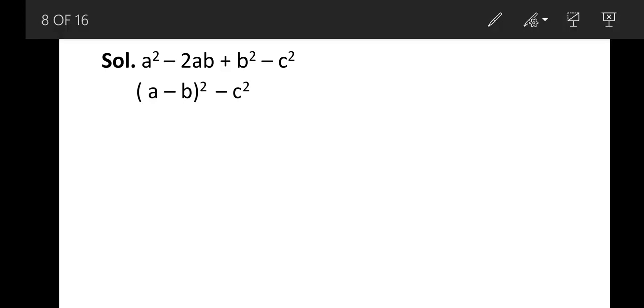This is the question given to us, that is a square minus 2ab plus b square minus c square. Now if you look at this expression carefully, you will find that a square minus 2ab plus b square is the right hand side of identity number 2, and minus c square will be written as it is. That is a minus b whole square is equal to a square minus 2ab plus b square. That is what is given to us in the question. So we have written it like this, a minus b whole square minus c square.